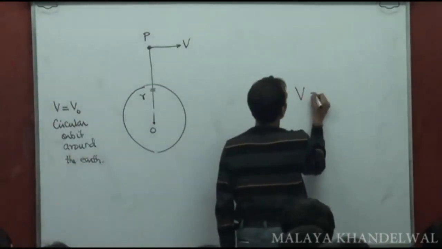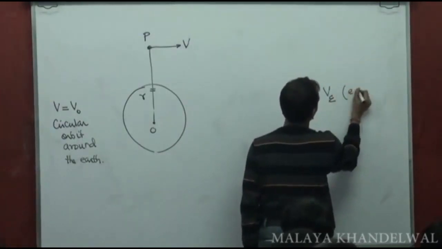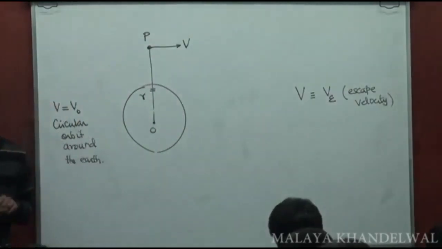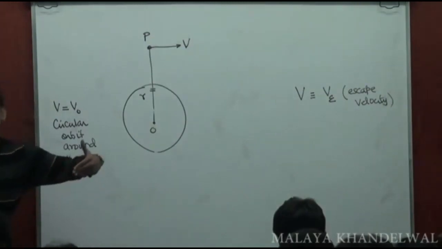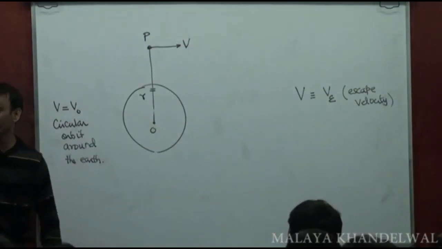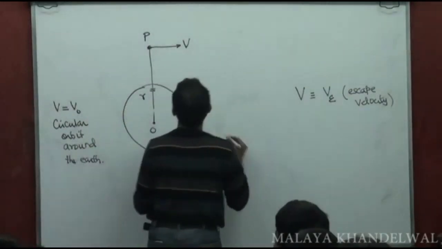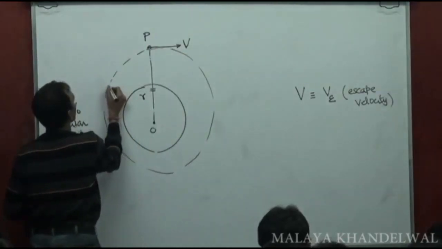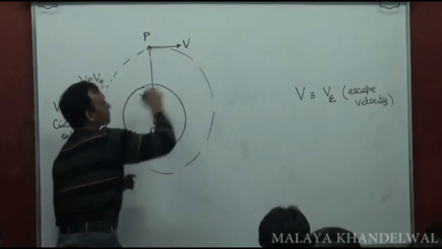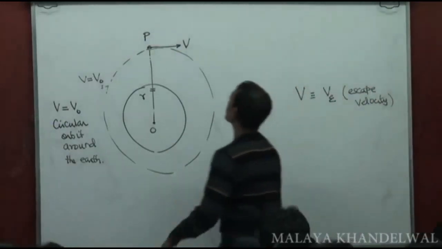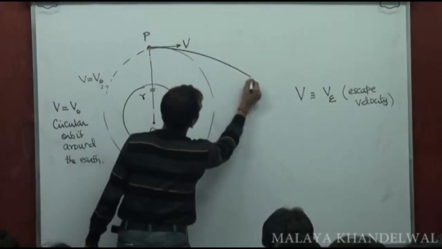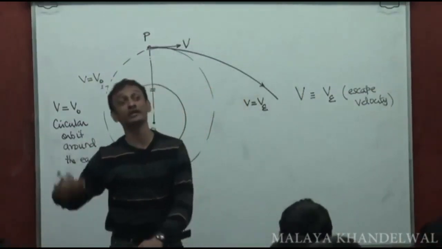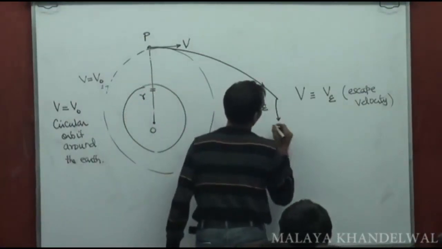If v equals escape velocity, the particle will get itself freed from the clutches of the gravitational pull and escape to infinity. When v is v orbital, it will go along this path, the circular one. But if v is v escape, then it will undertake a parabolic trajectory and escape to infinity.